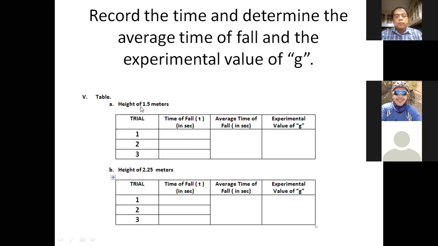So that's for the height 1.5 meters. A separate recording is done for the 2.25 meters. And again, now you are going to get the three values of time here, granting that they are different. You're going to get one single average time for these three trials. So you will get one average time of fall for these three observations. The same is true for this one. And then the last column there is to calculate the value of G.